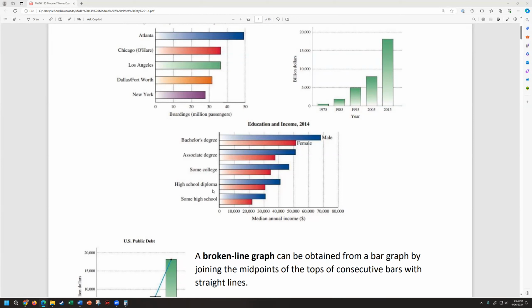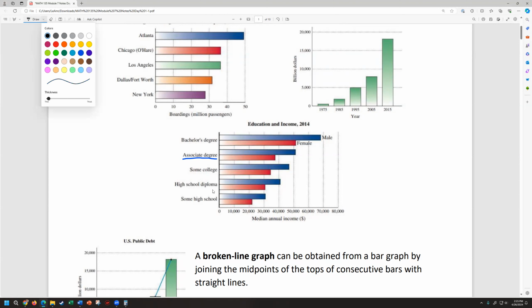Say right here, let's look at associate's degree, because a lot of you are going to Ivy Tech and getting an associate's degree, maybe before you move on to a bachelor's. So let's follow these numbers down as best we can. I'm kind of estimating. For associate's degree, I'm just going to write out some notes.